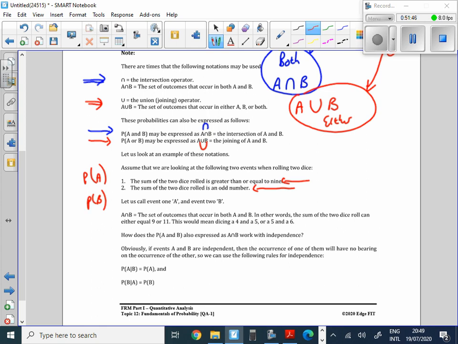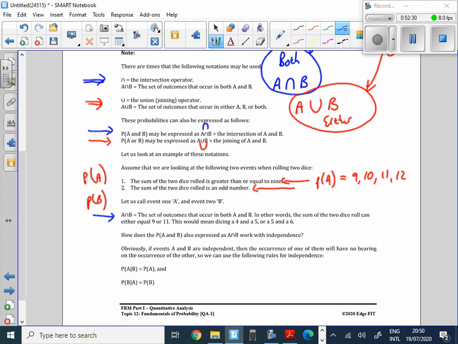So let's start over here. A, and I'm going to use my intersection operator. The set of outcomes that occur in both A and B. In other words, what numbers would there be in both? Now the probability of A said the sum of the dice is greater or equal to 9. So what could it be? If I had to look at all the possible events for A, the event space, it could be a 9, a 10, 11, or 12.